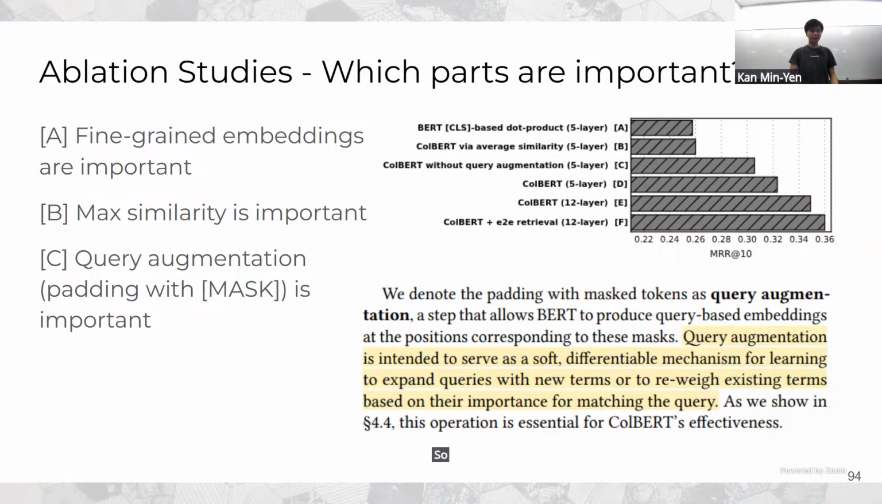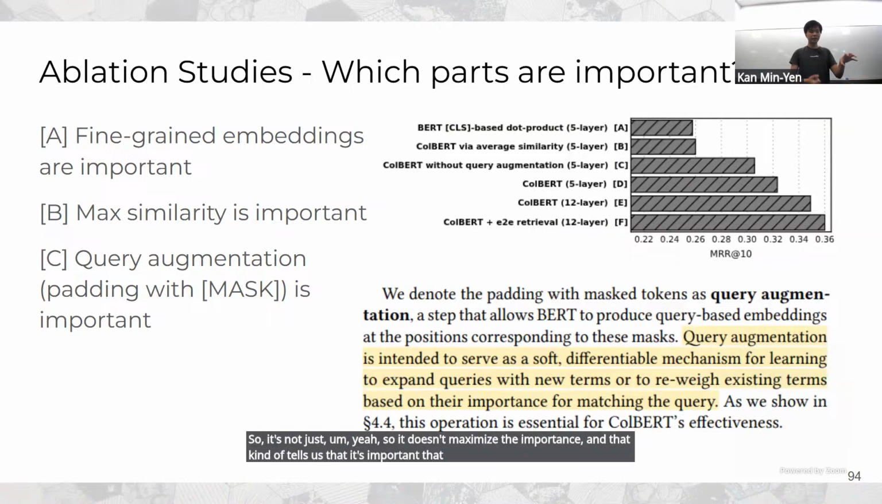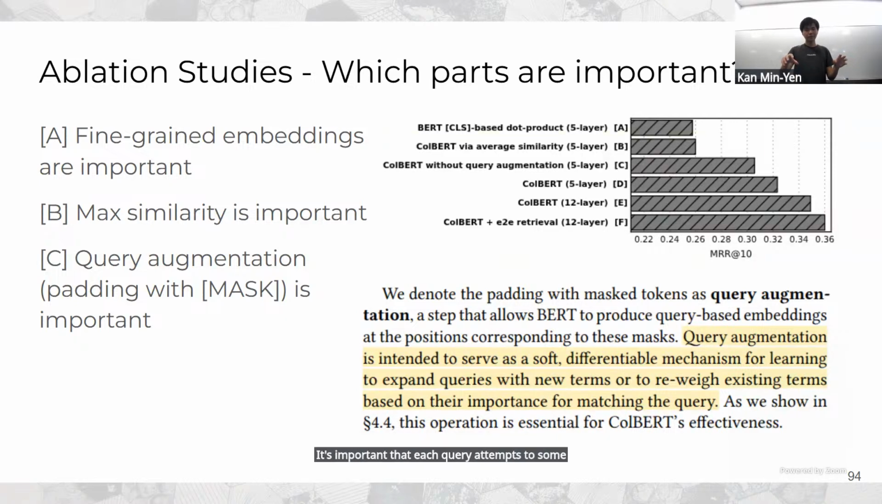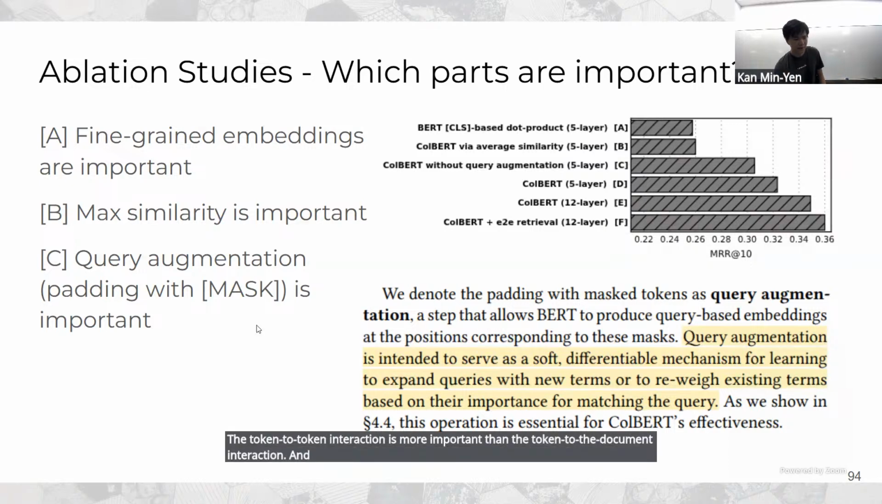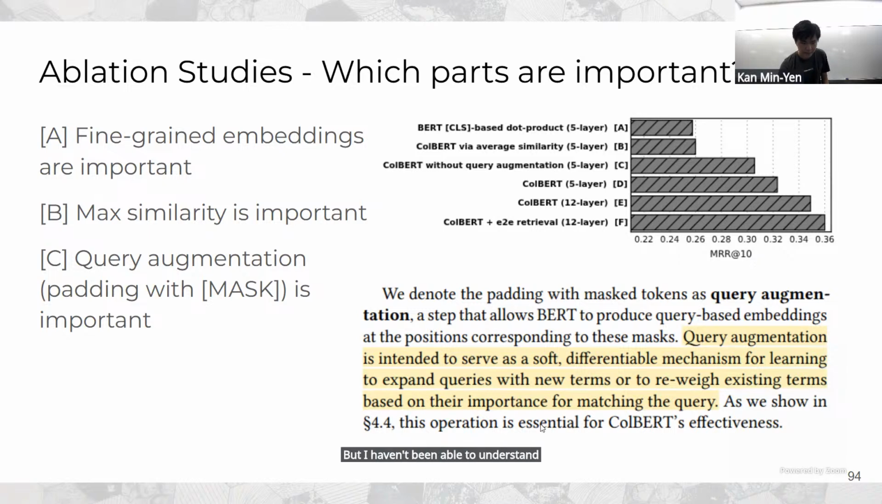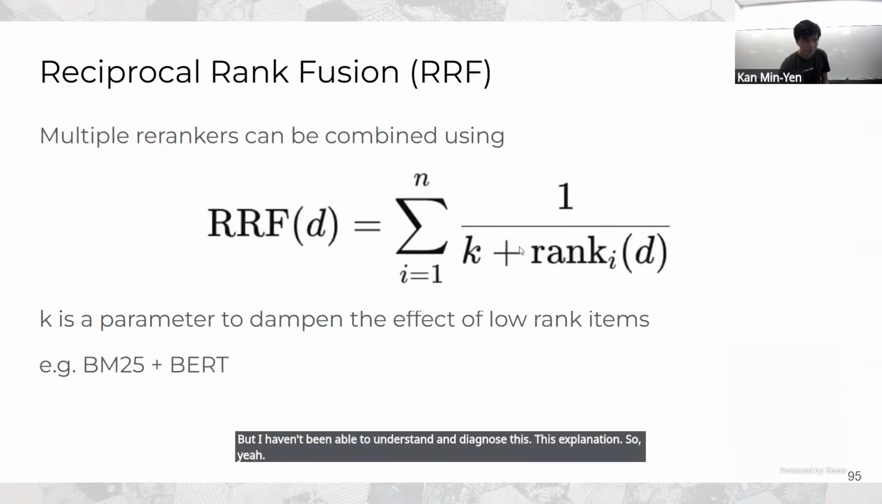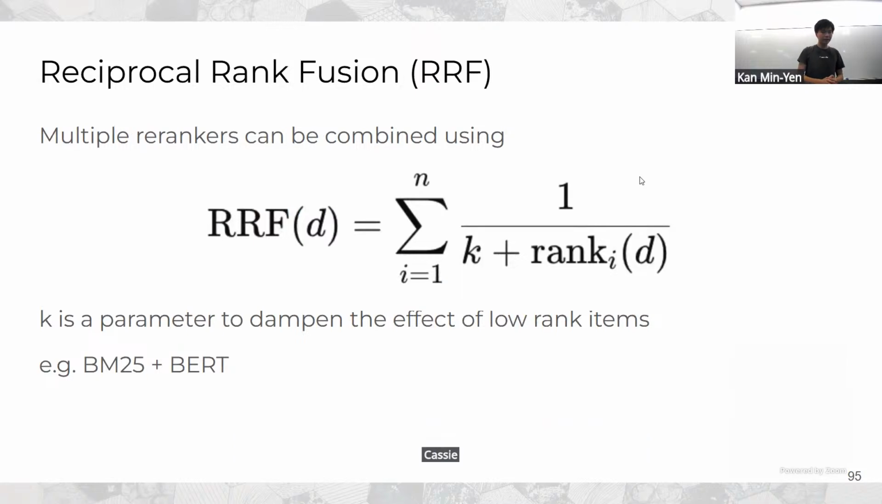So it tells us the max similarity is important, and that kind of tells us that it's important that each query token attends to some document token specifically. The token-to-token interaction is more important than the token-to-document interaction. And lastly, they also did query augmentation, which turns out to be important, but I haven't been able to understand and digest this explanation. So yeah, that's ColBERT. And lastly, I'll just mention reciprocal rank fusion as a side.